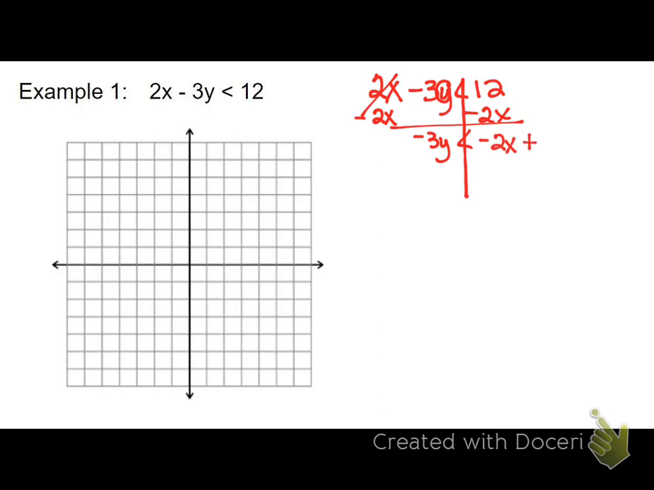Plus 12, right? So it's a plus. You're okay. Y is still not by itself, so what's the next step I need to do in order to get the y by itself? Divided by negative 3 on both sides. Good.